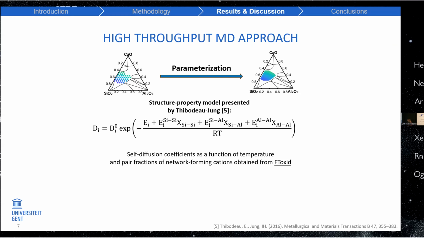So these pair fractions we obtained from the FactSage database, from the FT-Oxid database, and we use them as input in our expression. And then we actually adopted two approaches for the fitting. On the one hand, we exclusively used our MD dataset, which is a very dense dataset as a function of temperature and composition. But we also adopted a second approach, where we not only used our MD data, which gives a very nice self-diffusivity surface, but we combined it also with experimental data.